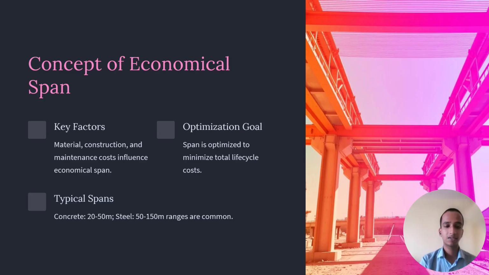And lastly, we'll know about the typical span length. What is the usual span length that is provided? Firstly, concrete bridges are usually built 20 to 50 meters. These usually are short span bridges, and the steel bridges are 50 to 150 meters in range. These are mid span bridges, and we can also see huge bridges built. But generally, you will come across only short span and mid span bridges in your day-to-day life.